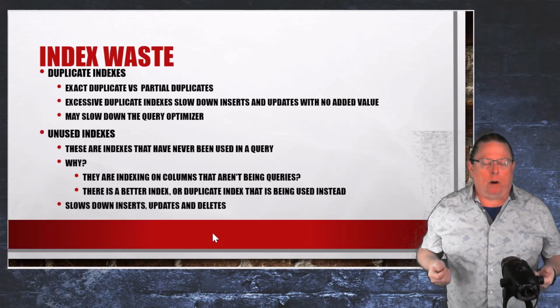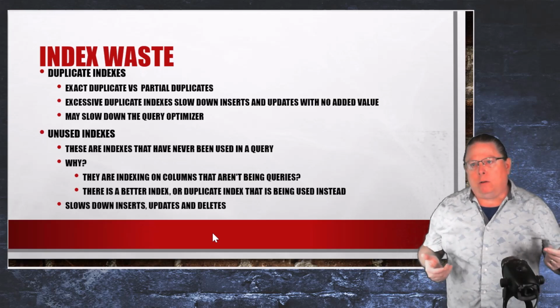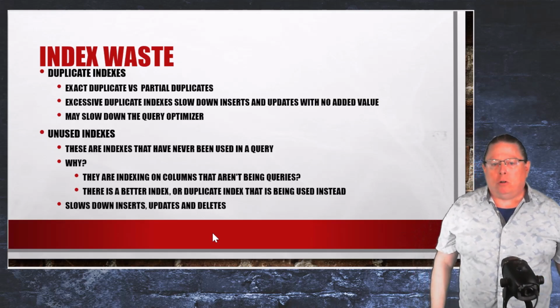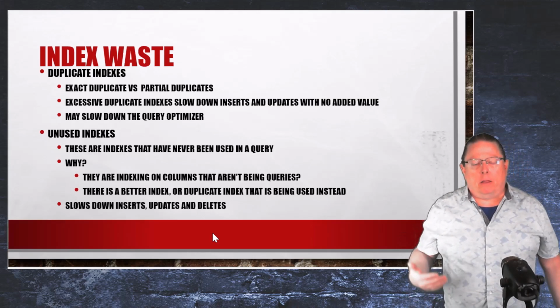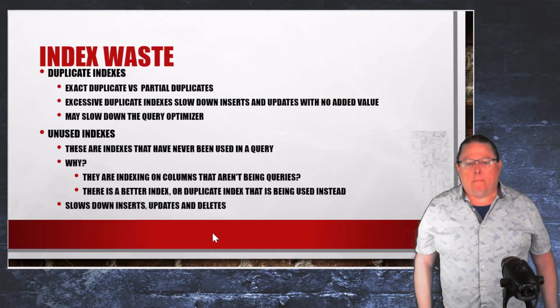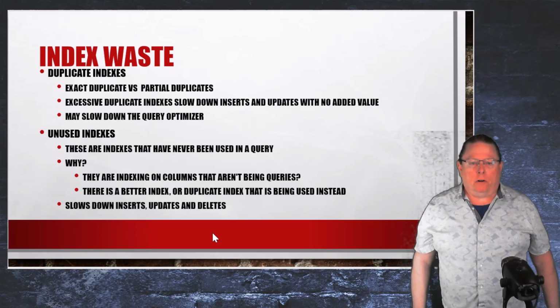A partial duplicate is where one index has 5 columns and the other index has the first 3 columns. That's considered a partial duplicate, because that other index could help or could do the same thing. The bigger index could do it all, maybe not always as fast as the smaller index could.